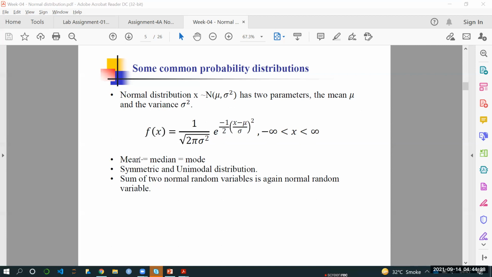Have you studied skewness and kurtosis in first semester? Yes, sir. Oh, very good. So basically you have studied.